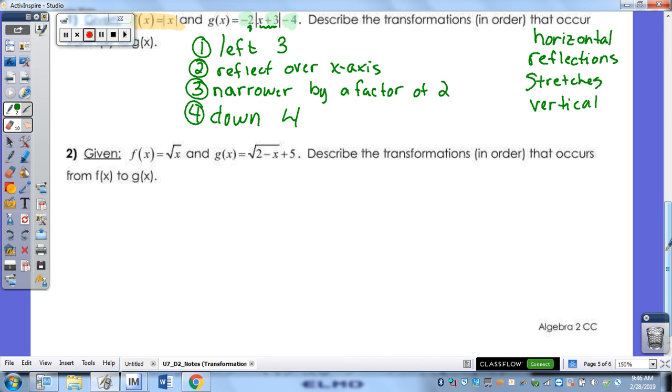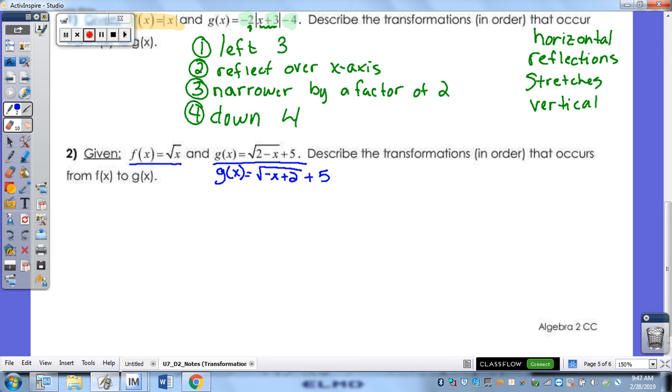There we go. So we're going to try it again. So this time we've got f of x equals the square root of x. Now we have g of x equals the square root of 2 minus x plus 5. Describe the transformations in order that occurs from f of x to g of x. I'm actually going to rewrite my g of x here, because then it makes it easier to see the transformations. I'm going to put my x first underneath that radical sign, so I'm going to make that a negative x because that subtraction sign stays with my x. And then it's +2, plus 5. Well, +5 is outside.